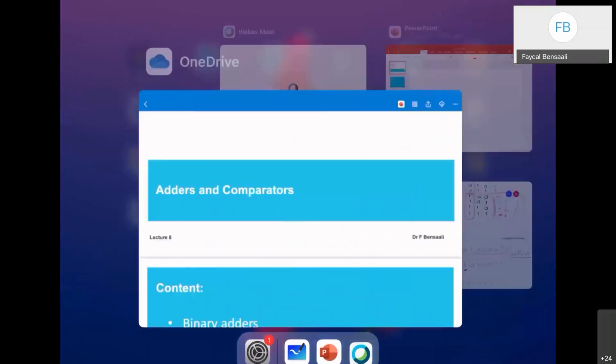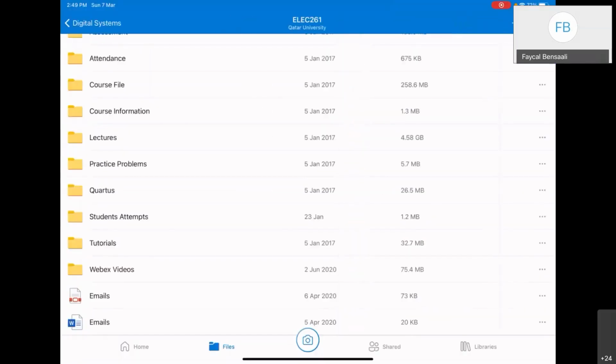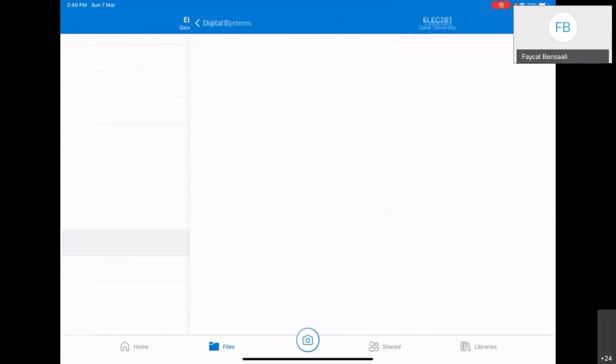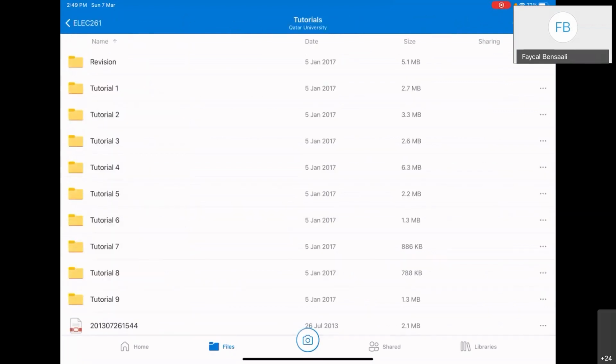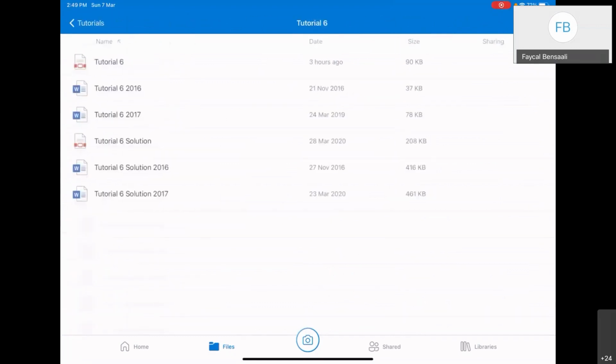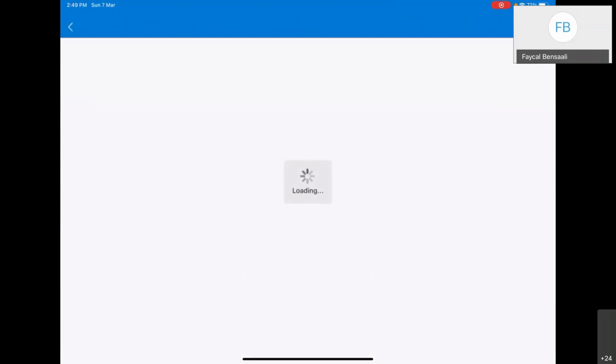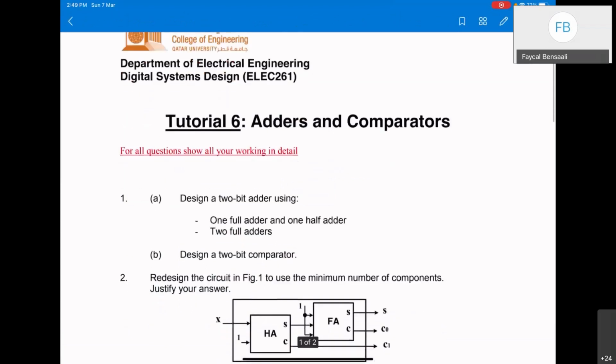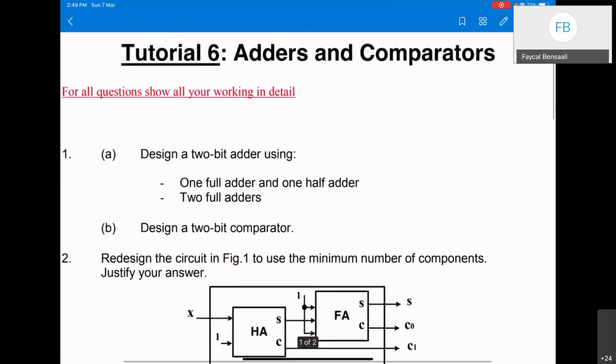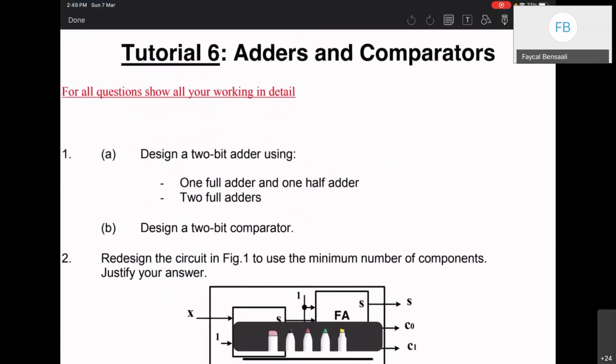Right, so let's do the tutorial now for this topic that we have just finished. It is like tutorial 6, right? The first question, I think we've just done it in the lecture. Design a 2-bit adder using one full adder and one half adder. We did it, right? Do you remember?